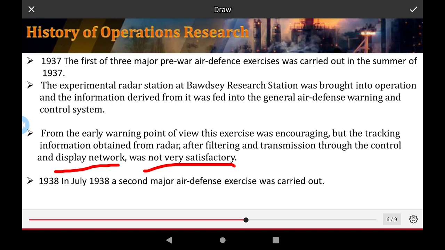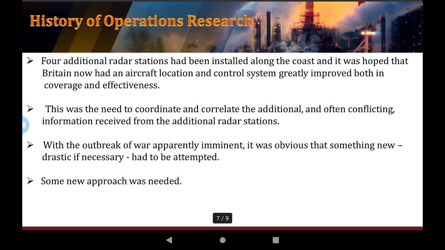Other experimental research in July 1938, the second major air defense exercise, was carried out for operation research, generating information for the system and the radar options. The history of operation research continued to develop, with some of the points discussed in this lecture.